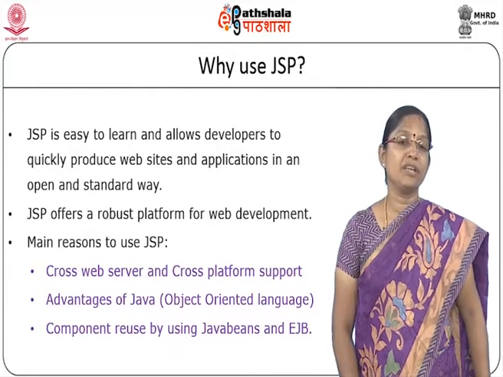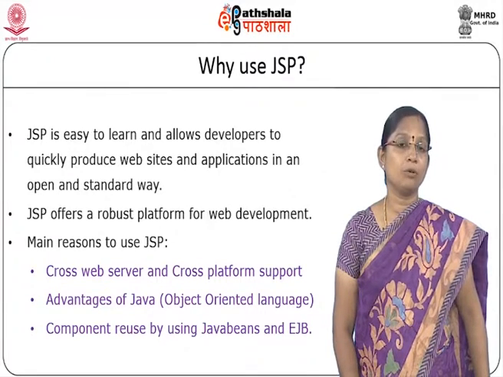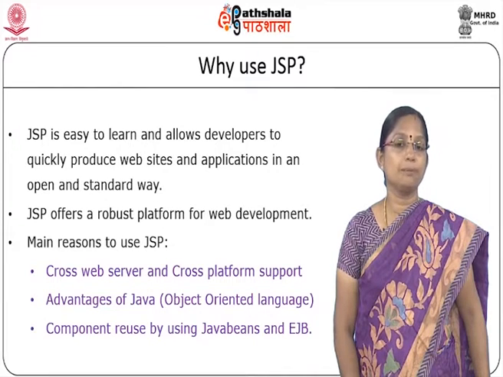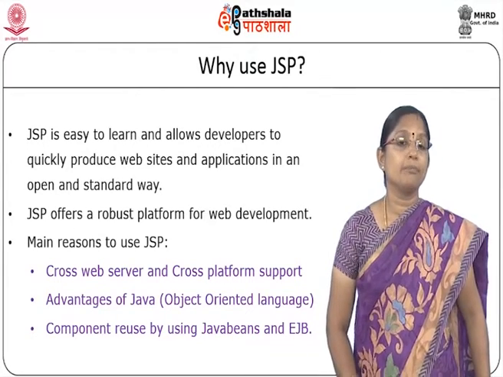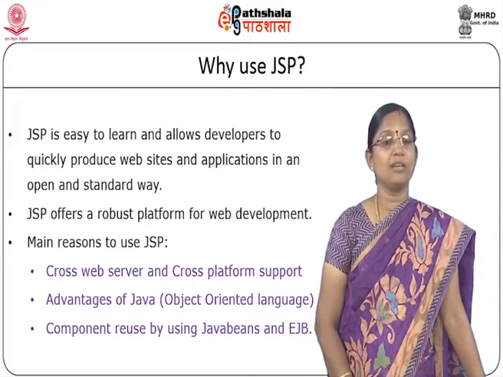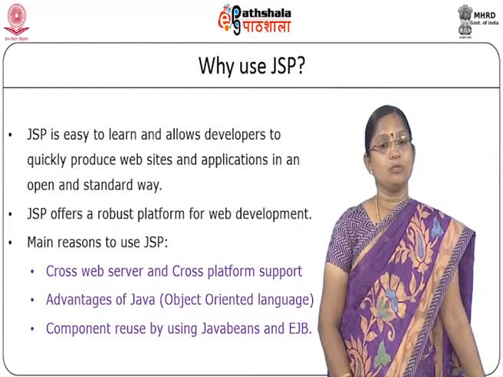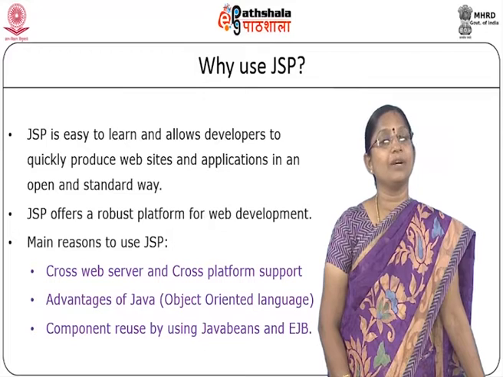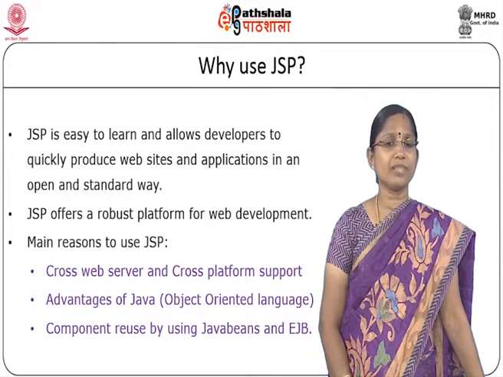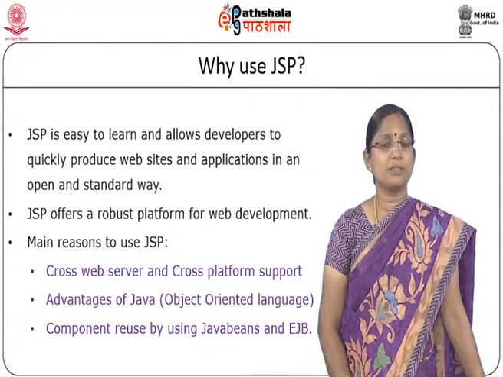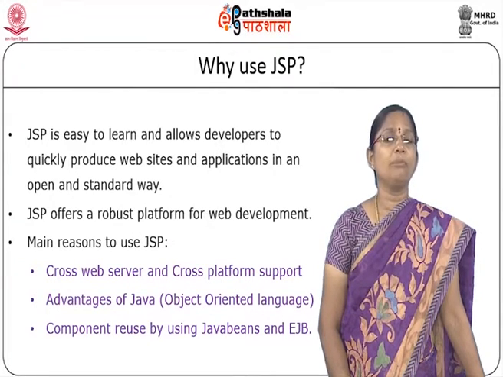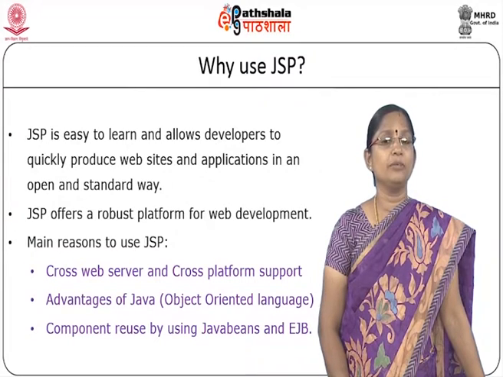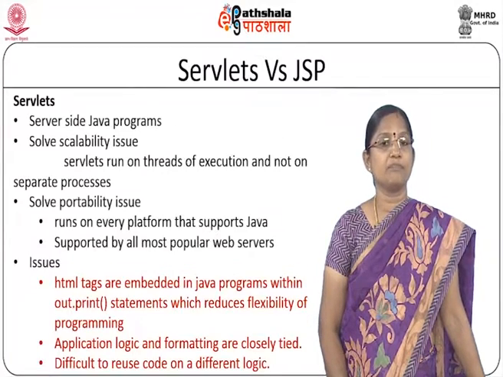The main significance of JSP is that it supports cross web server and cross platform use. It produces the advantages of Java, because Java is an object oriented language, so whatever benefits are provided by Java can be reused here. Component reusability is one of the major advantages promoted by JSP, and it is done here using Java Beans and EJB.